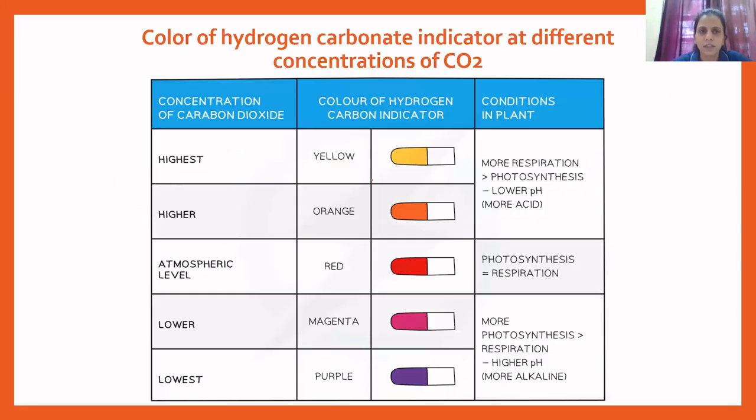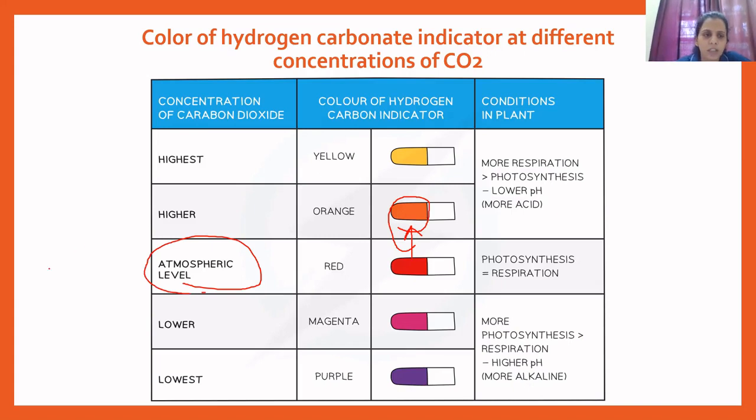In the next slide, I'll show you the color of hydrogen carbonate indicator at different concentrations of carbon dioxide gas. Remember, the original color of the hydrogen carbonate indicator is orangish red. Whenever it shows a red or reddish orange color, that means the concentration of carbon dioxide gas in that particular water or solution is equal to the concentration of carbon dioxide gas in atmospheric air.